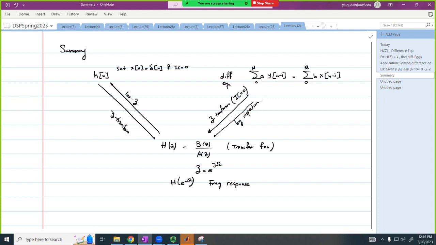We see the relationship between each. If I have x of n in the time domain, I can convolve it with h of n, and that is going to give me y of n. If I have the values of x of n, I can iterate and calculate the output y of n. If I want to see how it's behaving in frequency, I can calculate h of z and plot the frequency response of that system.